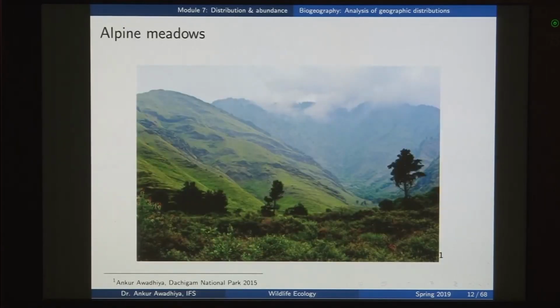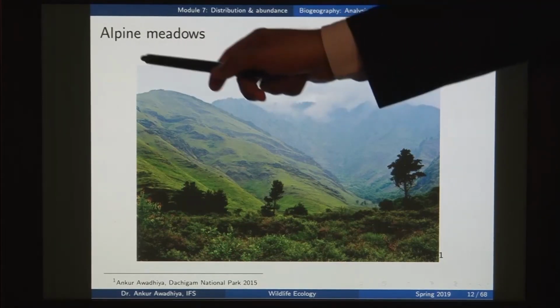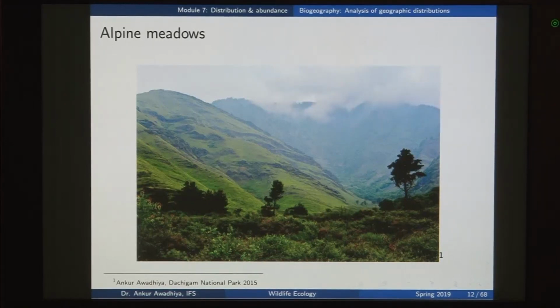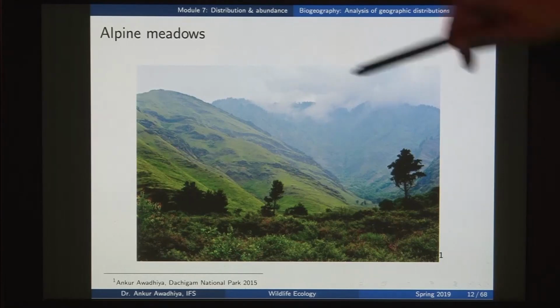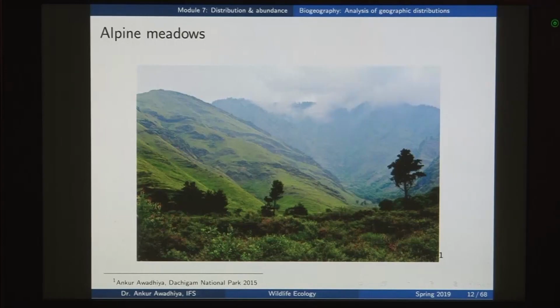Let us begin with the alpine meadows. Alpine is a term that refers to the mountains. A meadow is a grassland. So, this is a grassland that is found in the mountains, and a good example is the Dachigam National Park, which is there in Srinagar. In the case of Dachigam National Park, you can observe that you have these hills, and these hills have these meadows or the grasslands. Now, a place like Srinagar is having an extremely cold climate, and that is the climate that is there in Dachigam as well.